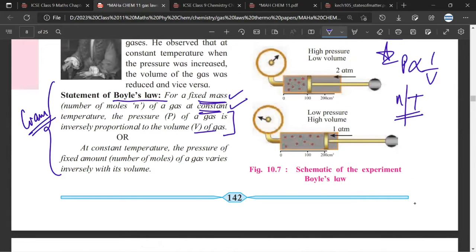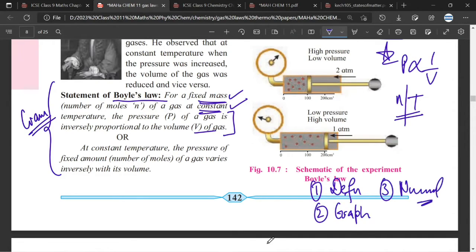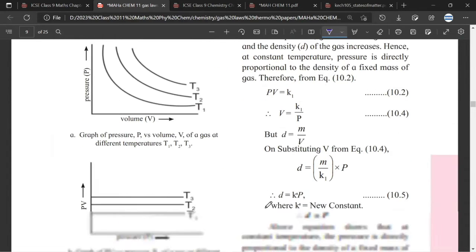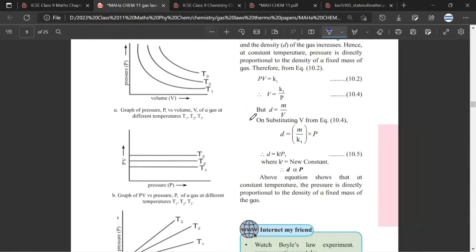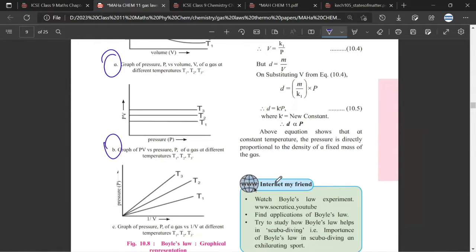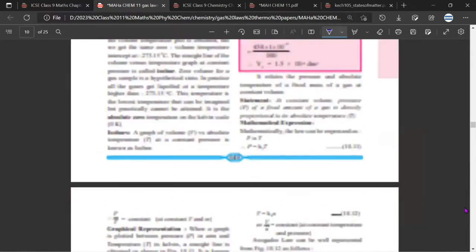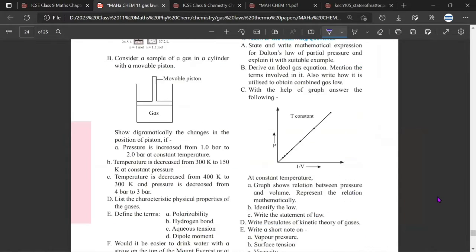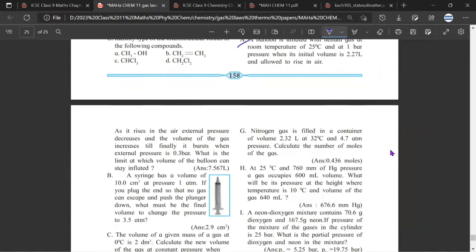So the first thing is the definition, the second thing is the graph, and the third thing is the numerical. How do the graphs look? This is how the graphs look. Before I spend time on these graphs, these are the three graphs that we'll have to understand. They can be independently asked in MCQs. It should be very clear how these graphs are drawn. But before I start jumping on the graphs, I suggest you try to do these two numericals so that you are awake. Otherwise, you'll sleep in the next 10 minutes.